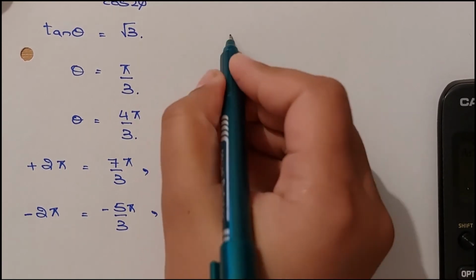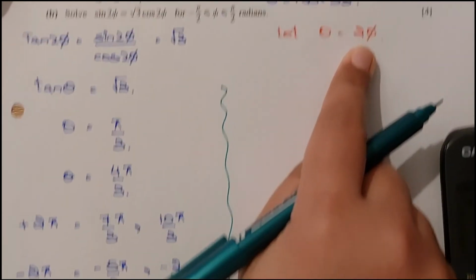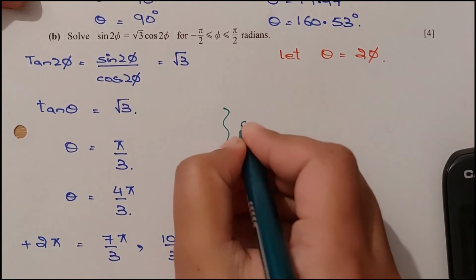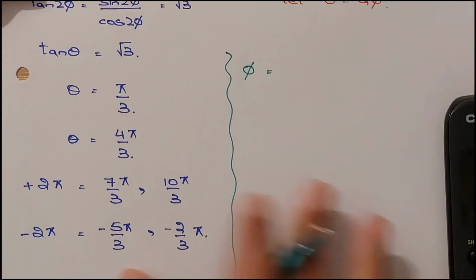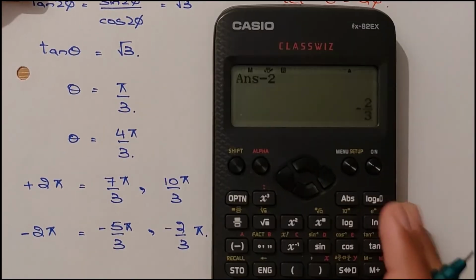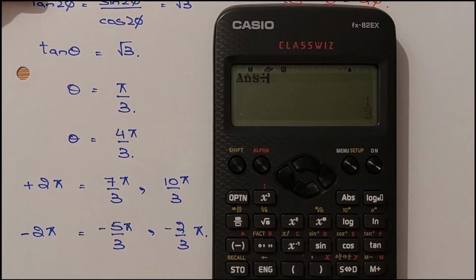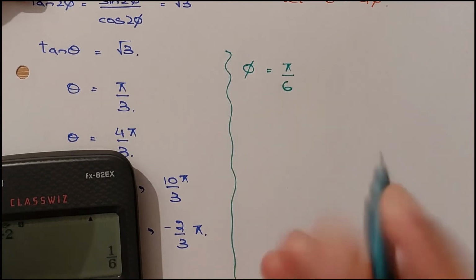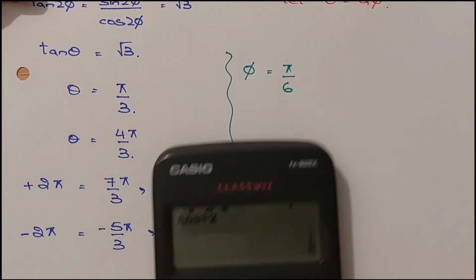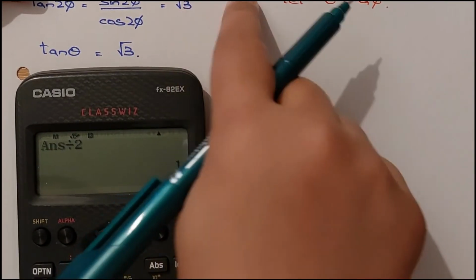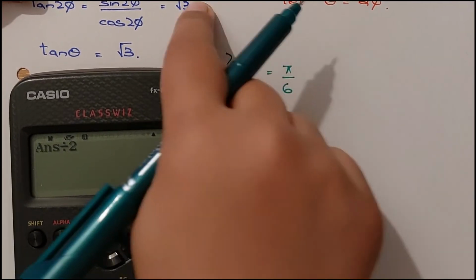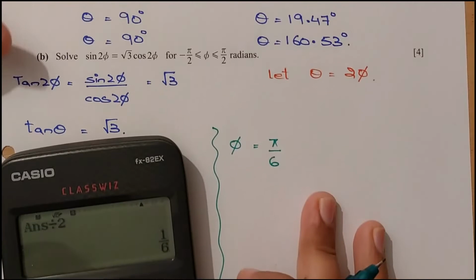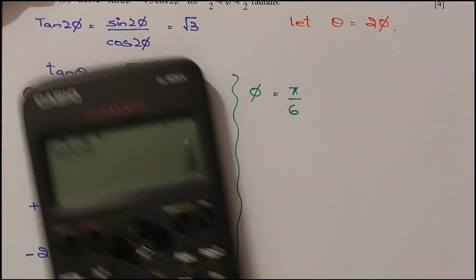Now let me find the values of phi, because theta is 2 phi and phi is theta by 2. So what is the phi value? Dividing all the values by 2. So first is 1 by 3 dividing by 2, pi by 6, and pi by 6. Okay, the second pi by 6 you can see lies between the given range, minus pi by 2 to plus pi by 2, the given domain that we have, right?